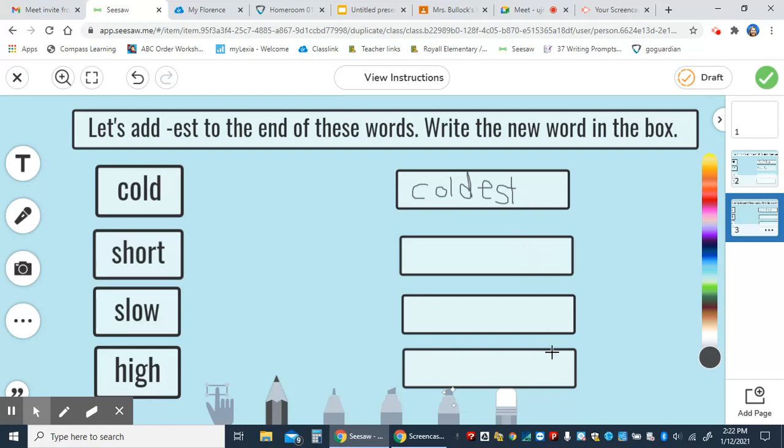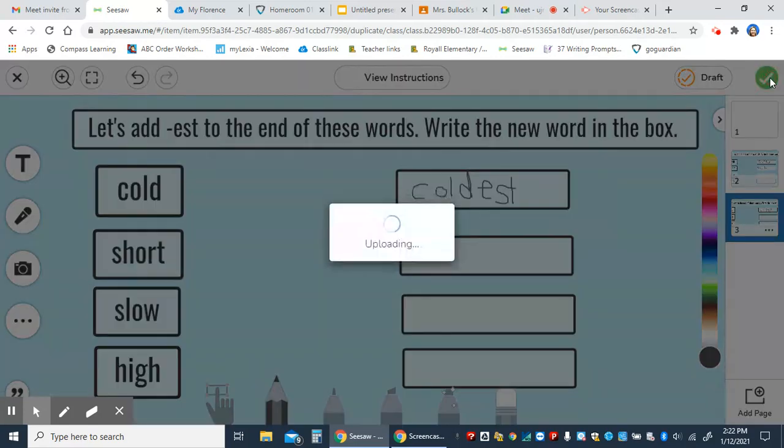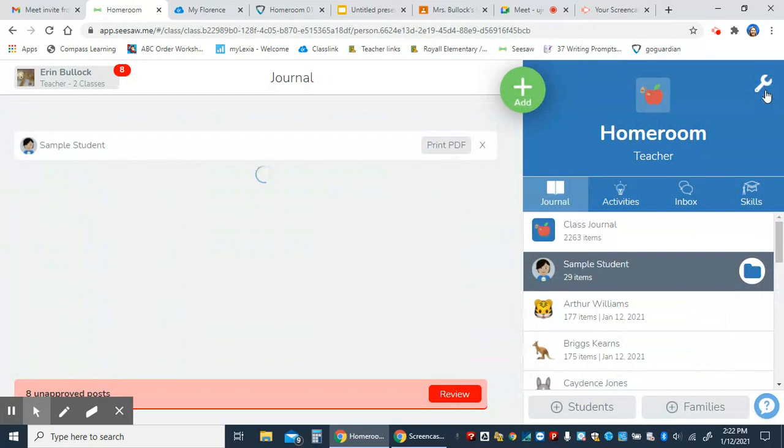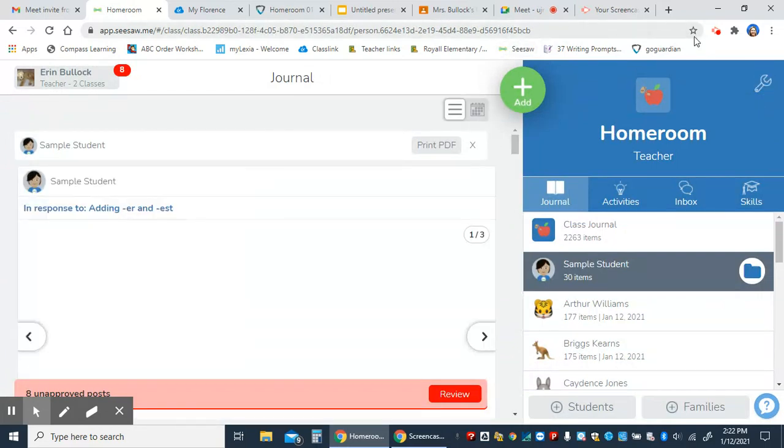When you have written all 8 words, you're going to click the check to send it to your teacher. Let us know if you have any questions.